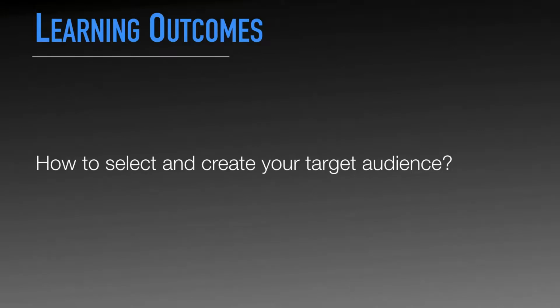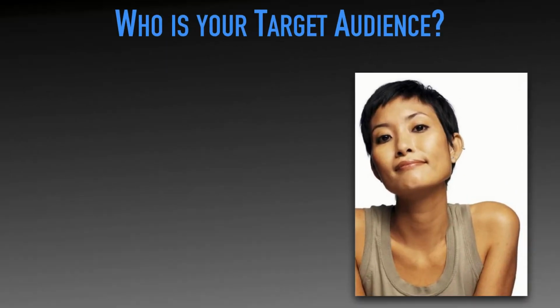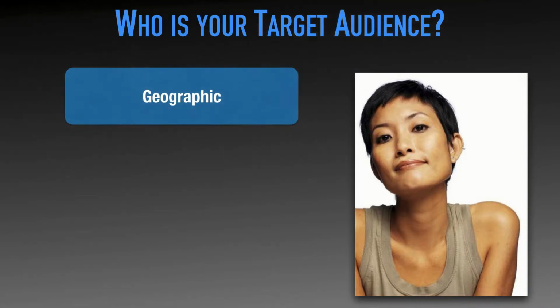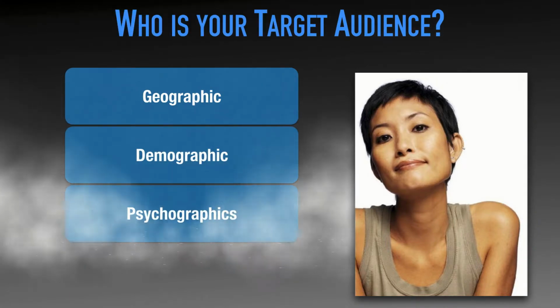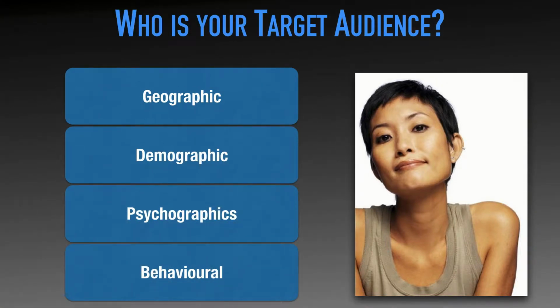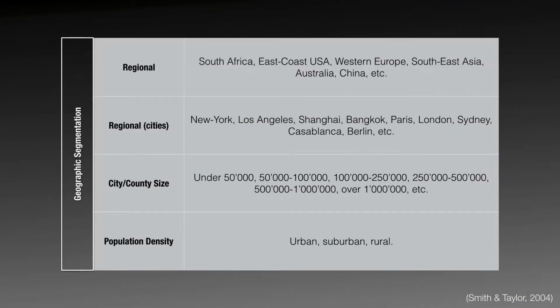Once you know this, it will be easier for you to create the right product or the right service, but also to create the best content on your social media channels. When selecting your audience, you should always segment the market according to those following 4 characteristics: geographic, demographic, psychographic, and behavioral factors. Smith and Taylor have given us a detailed guide on how you can select and create your target audience. Let's review it. First, you should define your target audience based on where they come from.